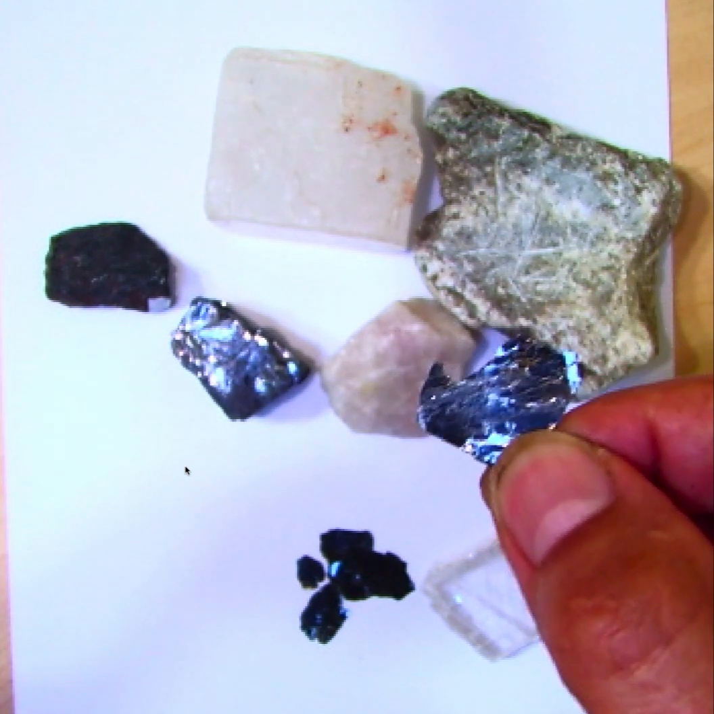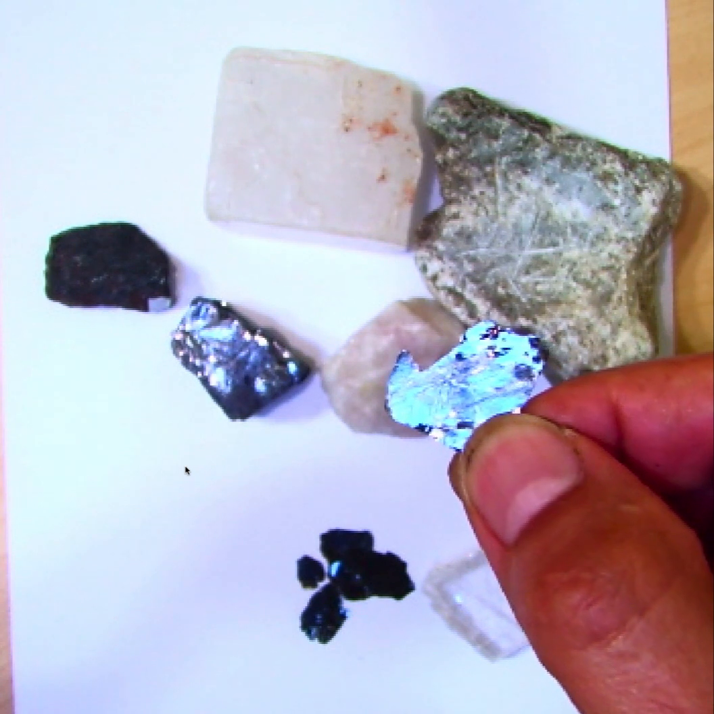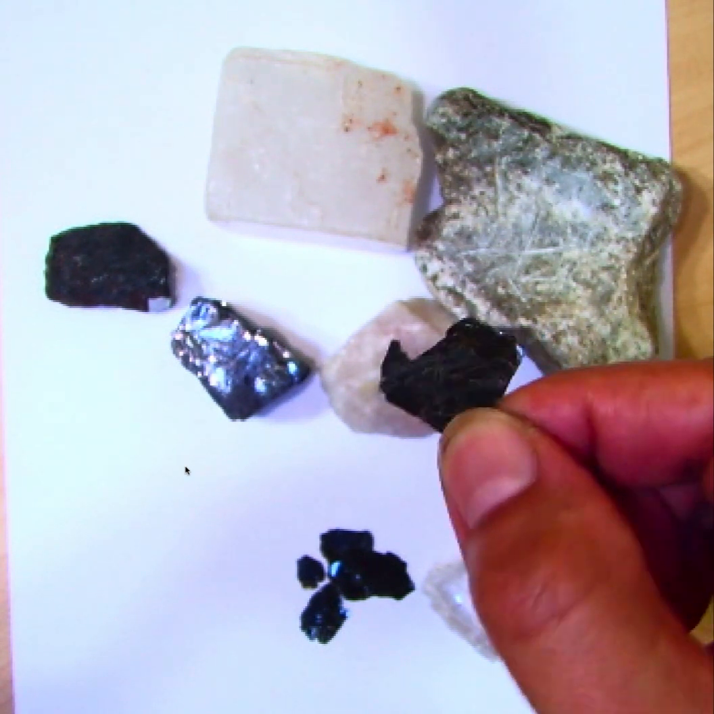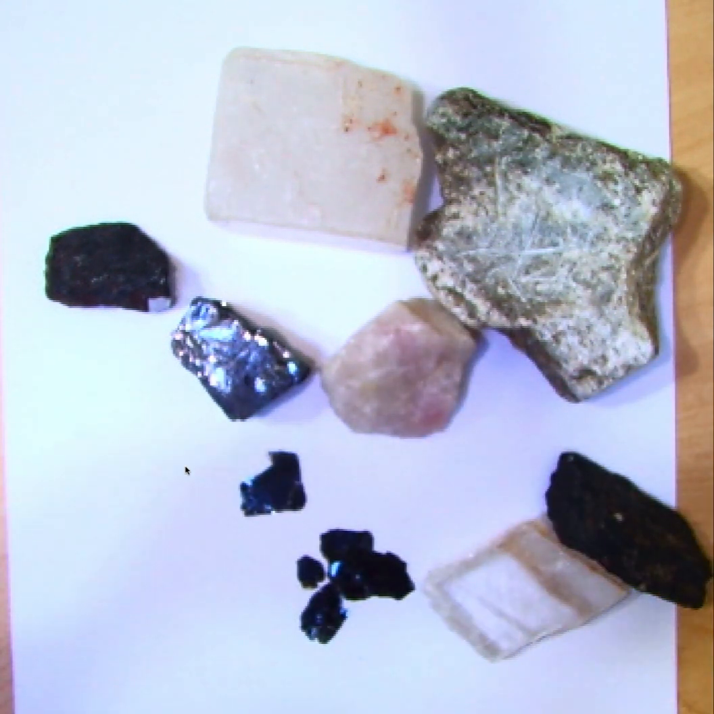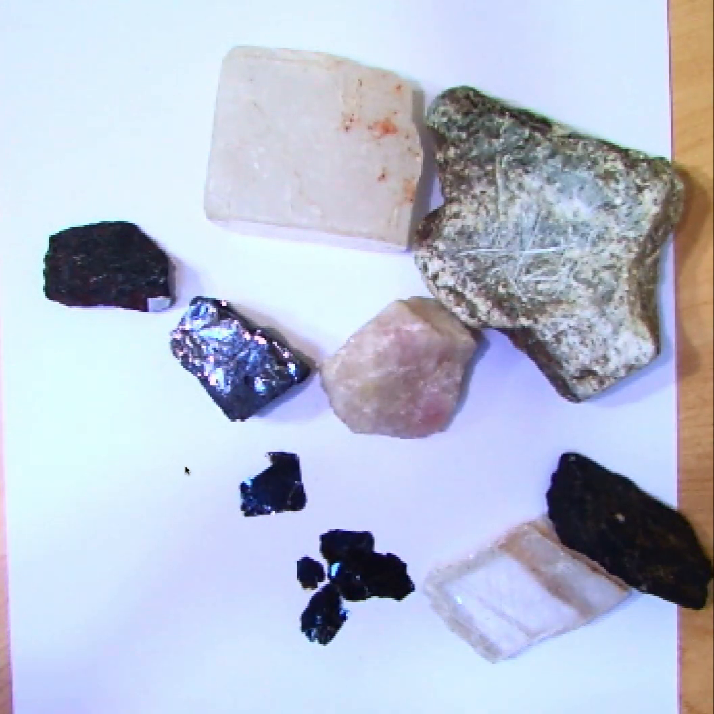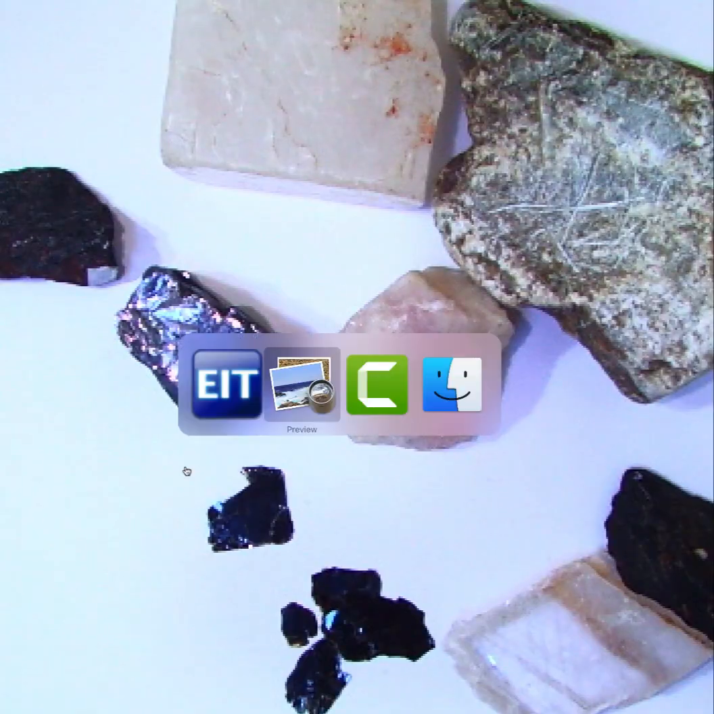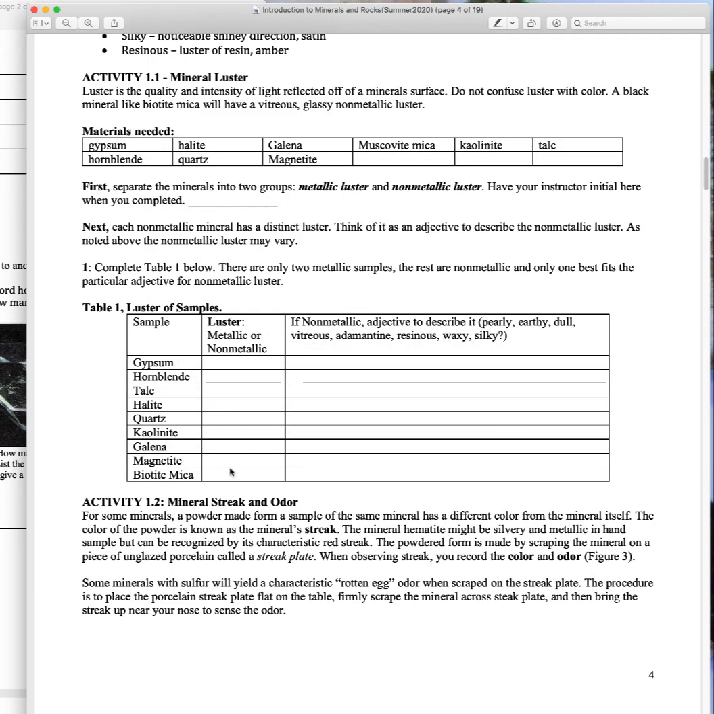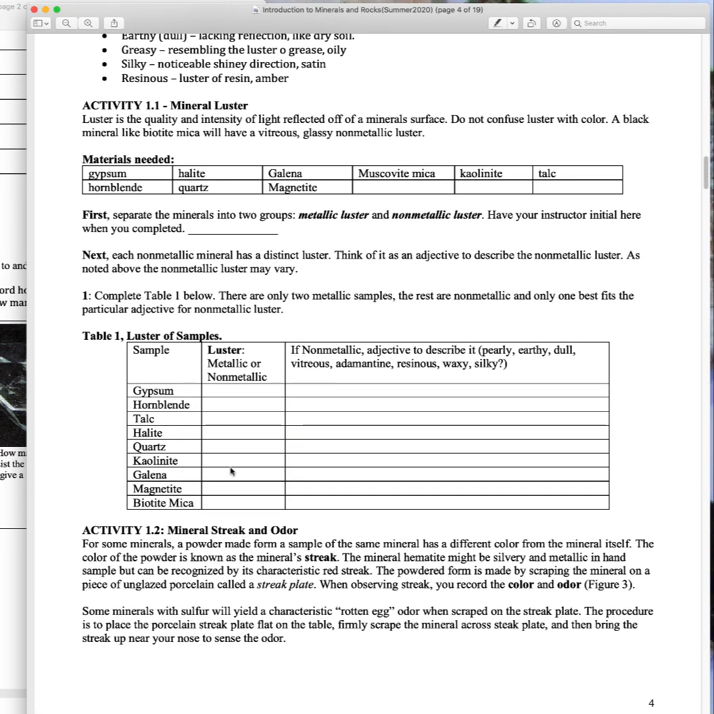So again, even though it's dark, it's not metallic. This is just very shiny. That's because micas cleave in one direction, or in other words, they break in one direction, and it's called a basal cleavage. You want to complete this data table, and now we'll move on to section 1.2.